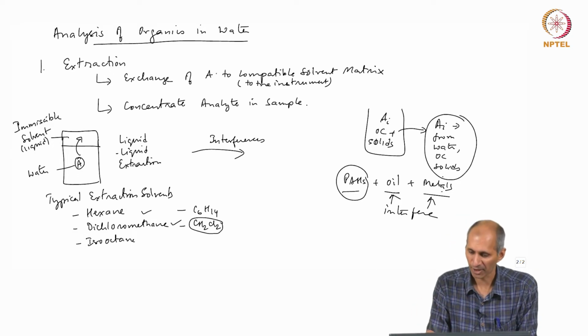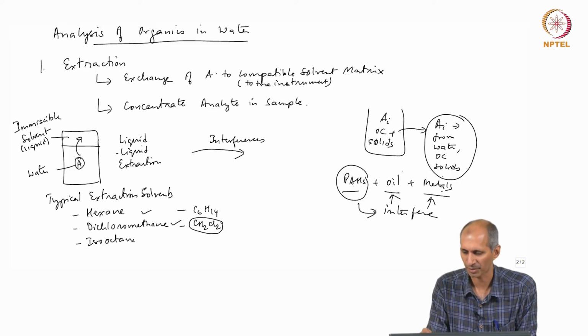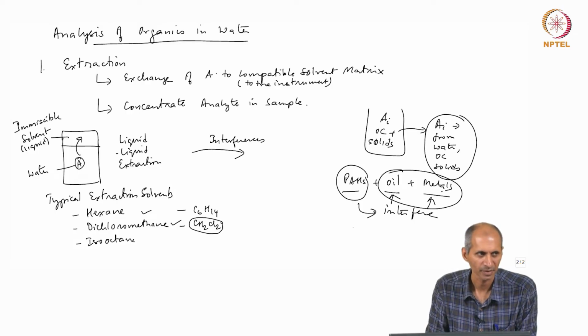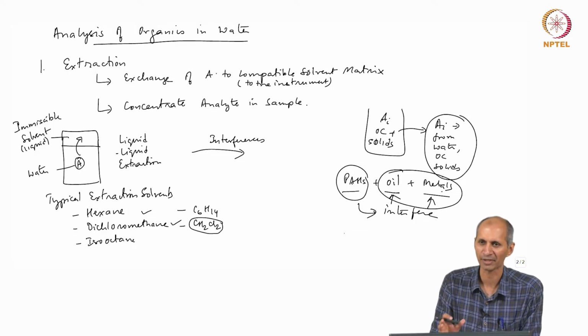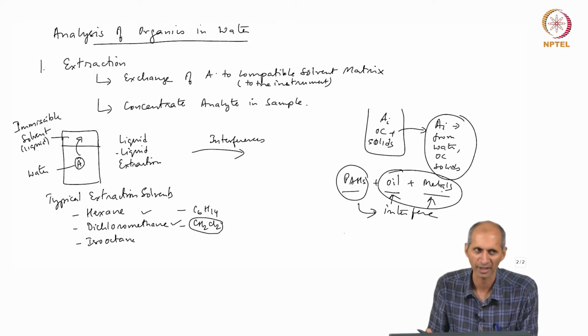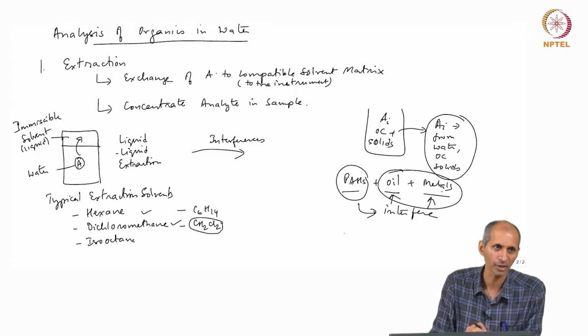So, in my method for analysis of PAHs, these are seen as interferences. So, I must do something with these two before I go on with the analysis of PAHs. You have to interpret the interference like that. There is no absolute interference; interference is relative to whatever you are trying to analyze. All of these are important for analysis.